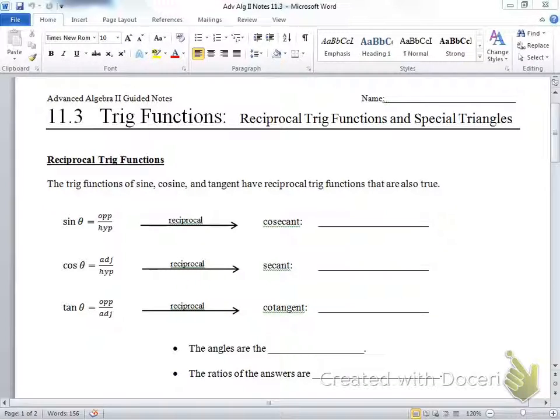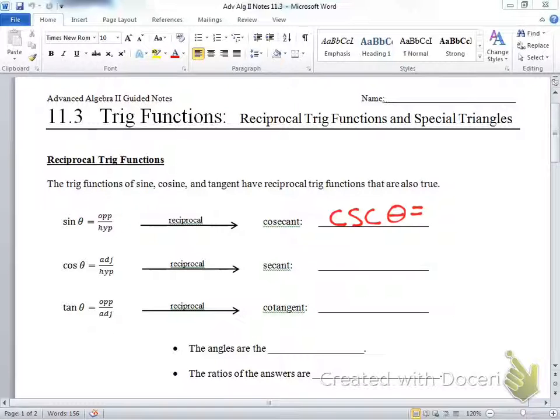All right, so there are 3 trig functions that are less popular than the 3 you are very familiar with. So we have sine, cosine, tangent, and then we have the reciprocal of those. If you want to find the cosecant, it's the same as the sine, but flipped.